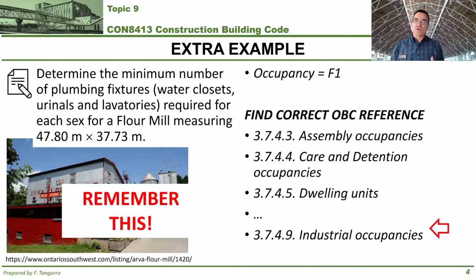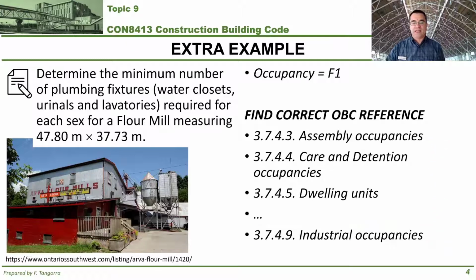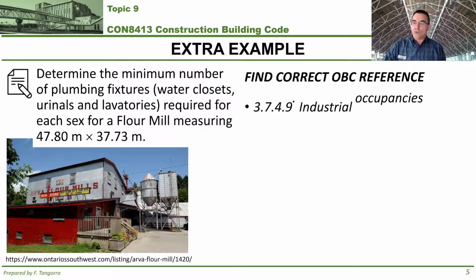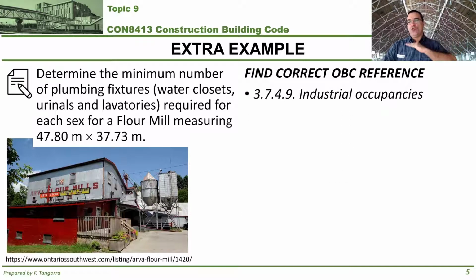In our case, this flour mill is an F1 occupancy. That's industrial. So we have to select Article 3.7.4.9, as shown here, as the only appropriate article where to find instructions on calculating the number of plumbing fixtures for this occupancy. Again, if you select any other of these articles, it's a 0. That's why I'm reminding you, and I know you got this. Great. So let's go to Article 3.7.4.9 and read the whole thing.